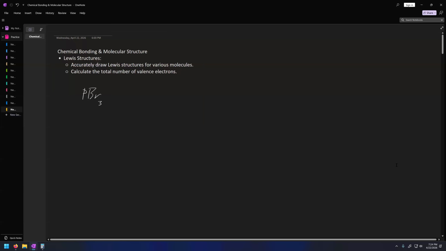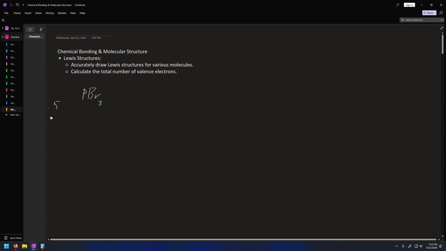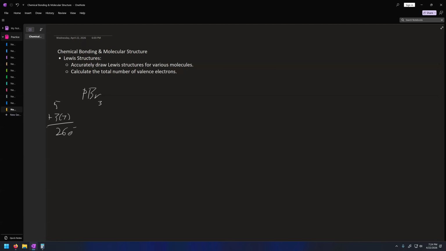So what I need to do now is add up my valence electrons for this compound. I have 5 valence electrons for the phosphorus plus 3 times 7 for each of those bromines. 21 plus 5 gives me 26 electrons to spend. I like to keep a running tally on my valence electrons as I'm filling in my Lewis dot structure.